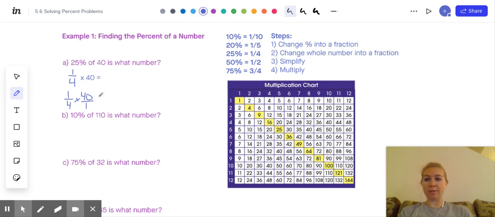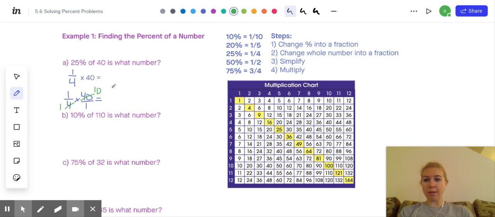Step 3 says to simplify, because remember, before we multiply, we always try and simplify. So we look across to simplify. We have a 1 and a 1. We can't simplify that. 1 is as small as we can get. 4 and 40. Can 4 go into 40 exactly? Let's look down on our 4 column. I'm looking for the number 40. Yes, 4 times 10 is 40. So my 4 can turn into a 1 because 4 goes into 4 one time. 4 goes into 40 ten times, so my 40 turns into a 10.